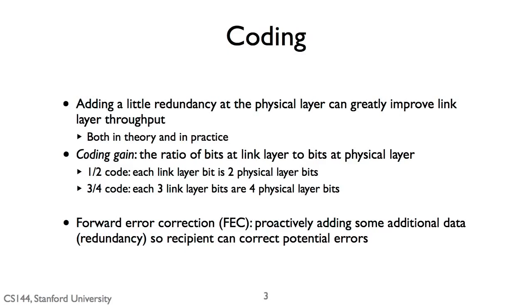The idea is proactively add some additional redundant data to be able to correct potential errors. And it's called forward error correction because you're doing it proactively, forward. You're saying, look, I don't know if you're going to have any errors, but beforehand, I'm just going to add a bit of redundancy so that you can recover from them. This is nice because you don't need any exchanges. The recipient will be able to just decode the data. It's not going to have to say, oh, there was an error. Can you resend this part? And so it saves you the cost of those kinds of message exchanges.